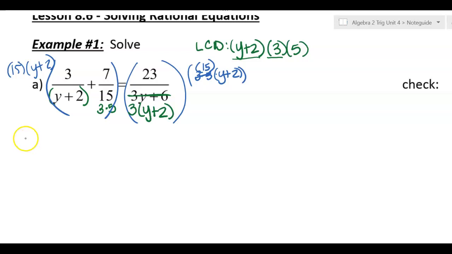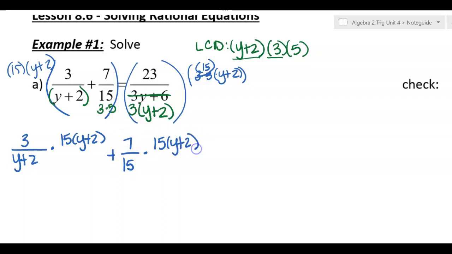So what that means is the first fraction, 3 over y plus 2, is going to be multiplied by 15 times y plus 2. The second fraction, 7 over 15, is going to be multiplied by 15 times y plus 2. The fraction on the other side of the equation, 23 over 3 times y plus 2, is going to be multiplied by 15 times y plus 2. Every part of that equation is getting multiplied by those factors.